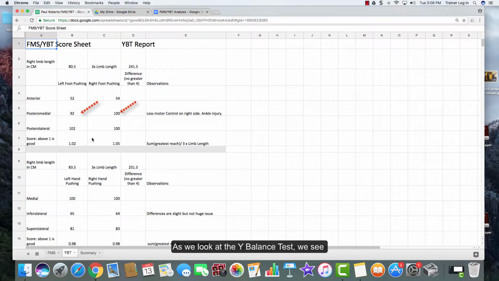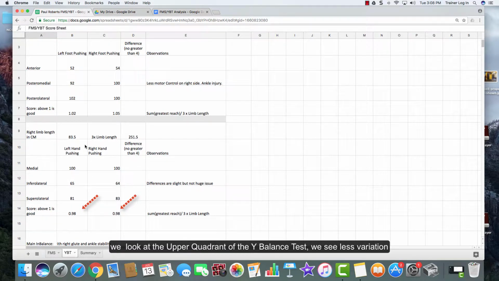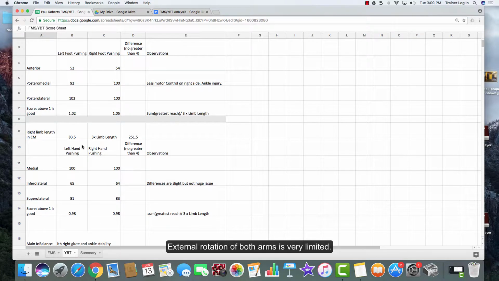As we look at the Y balance test, we see a similar imbalance pertaining to the right hip, particularly in the posteromedial position. This movement requires a large amount of motor control and stability in the ankle and hip. As we look at the upper quadrant of the Y balance test, we see less variation between the right arm and the left arm. Both arms would benefit from mobility as seen in the FMS shoulder mobility screen. The external rotation of both arms is very limited.